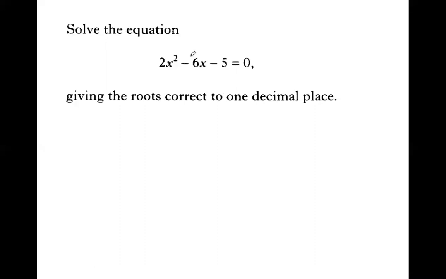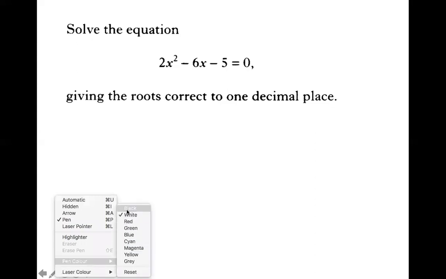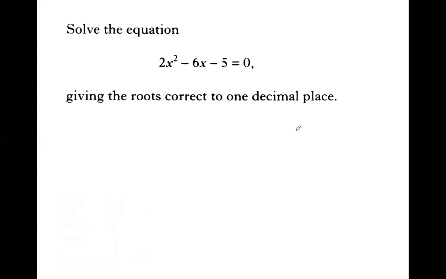Okay, so these are the type of questions I've just pulled from a past paper. Solve the equation giving the roots correct to 1 decimal place. Whenever you see "give your roots to 1 decimal place", that should ring a bell to you saying, oh, I need to use my quadratic formula here. So what you would do, you would say, okay, a equals 2, b equals negative 6, c equals negative 5.